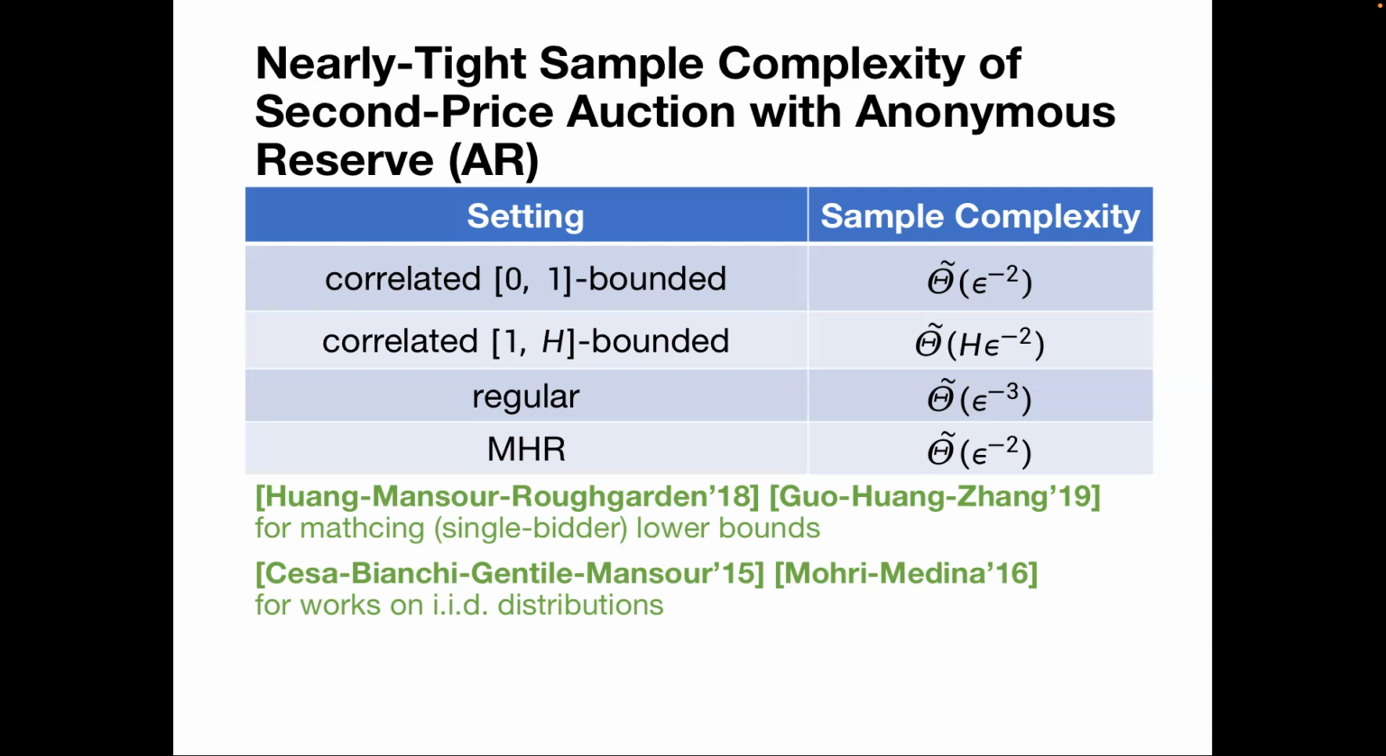Also, I need to mention that in our work, we just prove the matching upper bound. That is, we give an algorithm and we prove the matching upper bound sample complexity as those results. In contrast, the matching lower bounds are obtained in these two previous works.